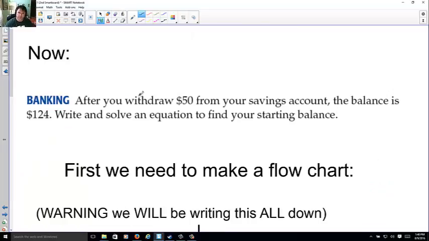Now, something new. After you withdraw $50 from your savings account, the balance is $124. Write and solve an equation to find your starting balance. So again, I've subtracted 50 bucks, and now my balance is 124, but I want to know what it was prior.